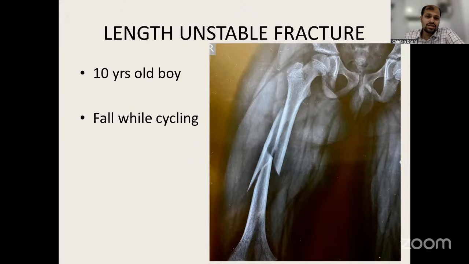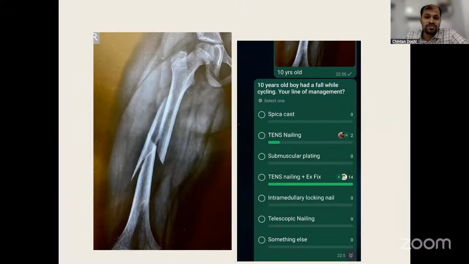Then we go on to see some other scenarios where we would use something different. This is another case, a 10-year-old boy with a history of fall while cycling, who got this nasty femur shaft fracture. It is a long spiral with a long butterfly, and the middle fragment is almost 1/3 of the shaft of the femur. These are what we call length unstable fractures.